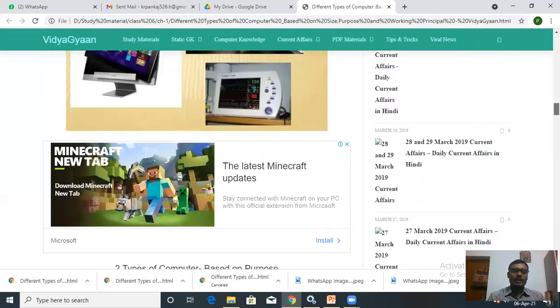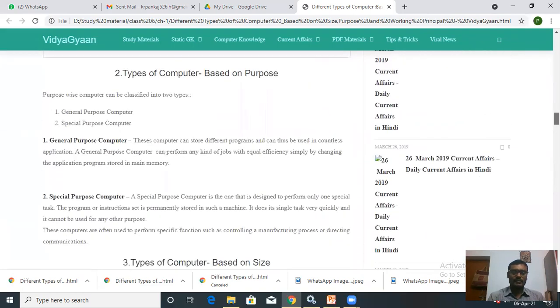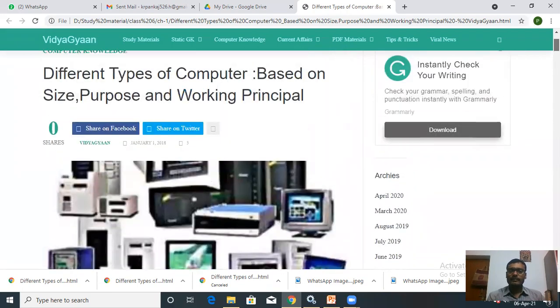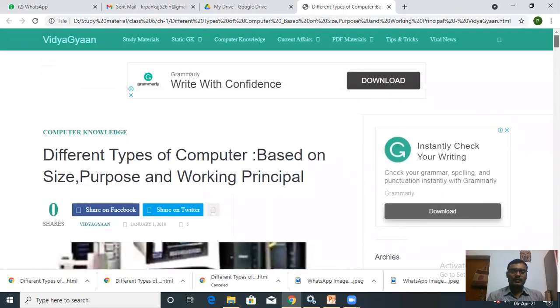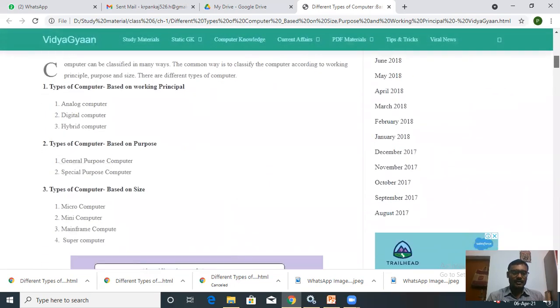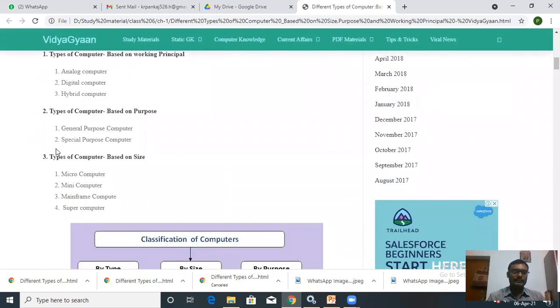So I hope you all have understood these topics. Now in the next class, we will discuss the types of computer on the basis of size, shape, and configuration. And it is of the following four types: microcomputers, mini computers, mainframe computers, and supercomputers.